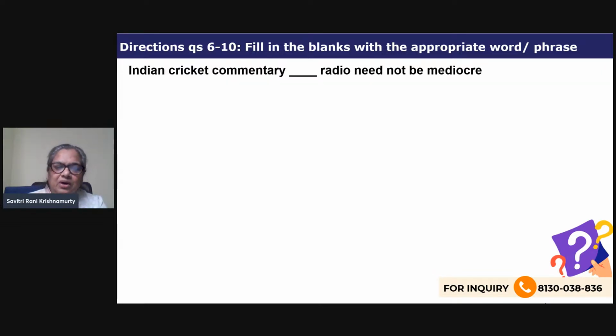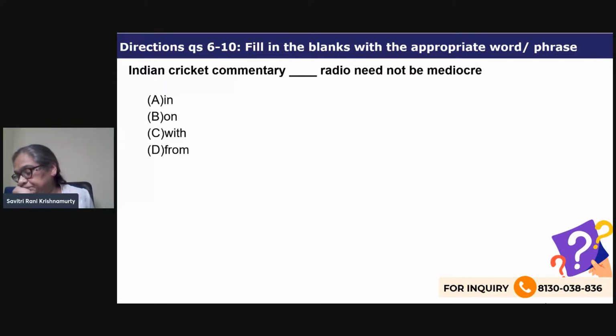This is about prepositions, or any phrase. You can use a word or a phrase. Okay, I don't know what questions I have included here. Indian cricket commentary dash radio need not be mediocre. What is the preposition you need here? In, on, with, or from. What is the preposition used before radio? Indian cricket commentary dash radio need not be mediocre.